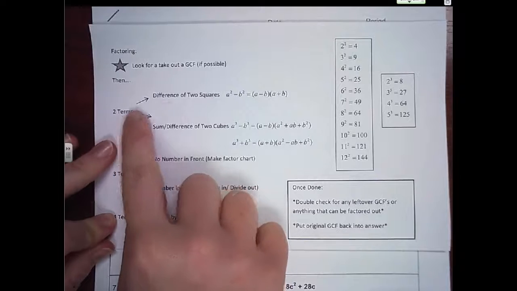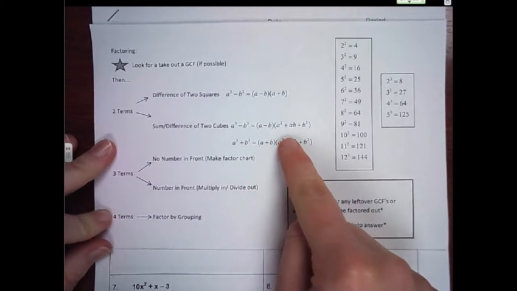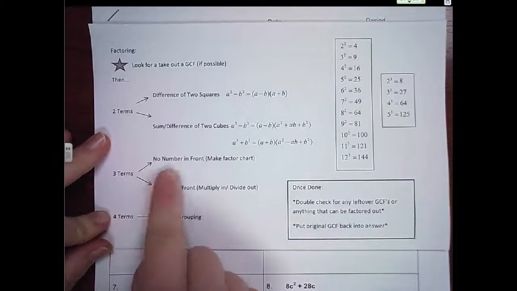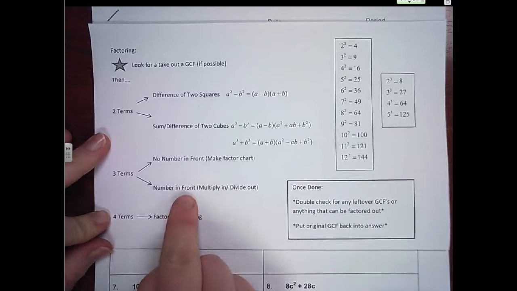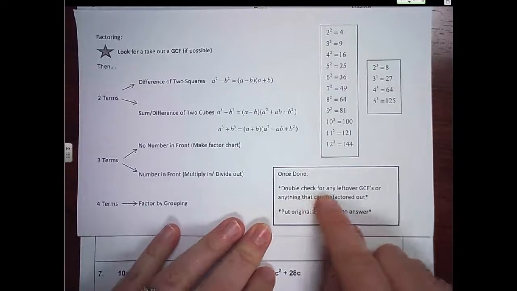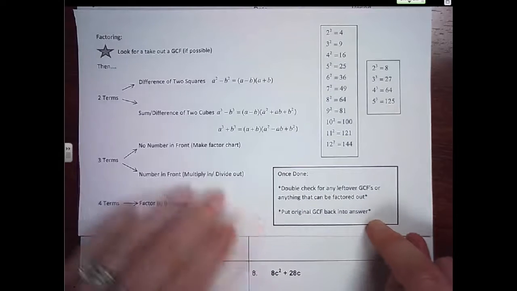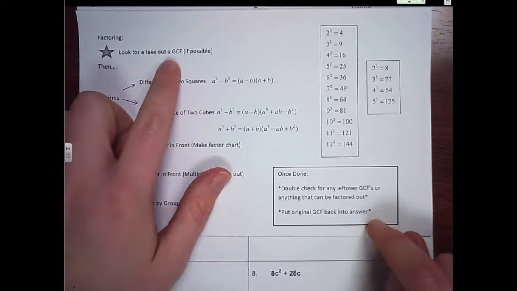And then from that, for your 2 terms, do you have squares or cubes? And if so, here's your formulas. Do you have 3 terms, no number in front, or do you have a number in front? And then 4 terms, factoring by grouping. And once you're done, I put over here, double check for any leftover GCFs, put original GCF back into answer. So if you took something out way up here, make sure that you put it back into your answer.